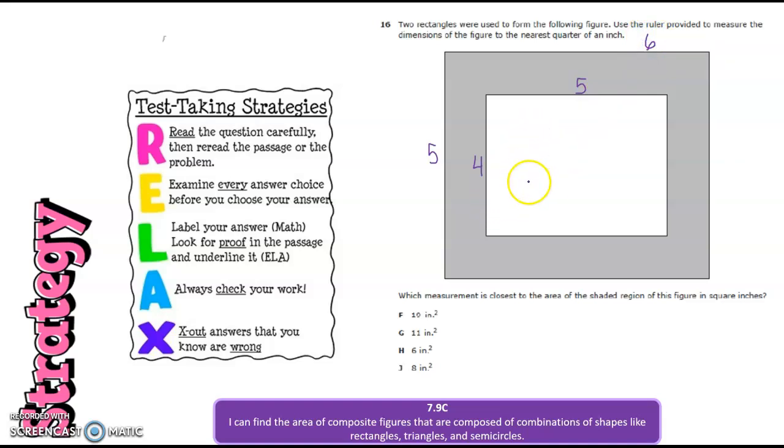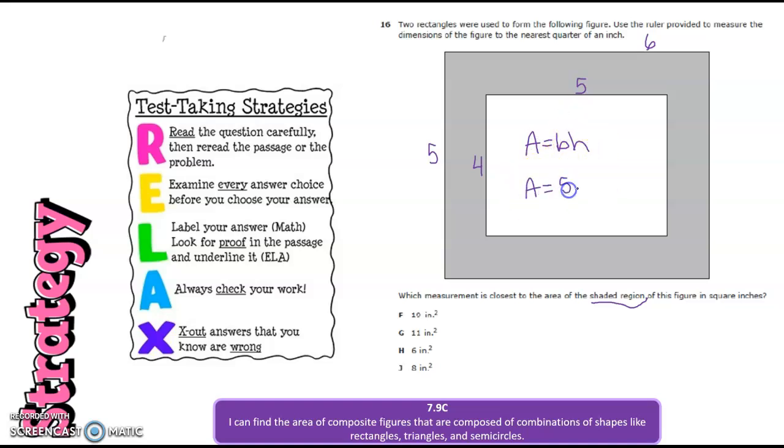What would the first step be? Okay, it's asking which measurement is closest to the area of the shaded region of this figure in square inches. So we need to find the area of our shaded region, but our clear region or our white region is on the inside. So we need to find the area of the outside figure minus the area of the inside figure. So we need to find the area of both and then go from there. So if you remember, area equals base times height. So let's plug it in.